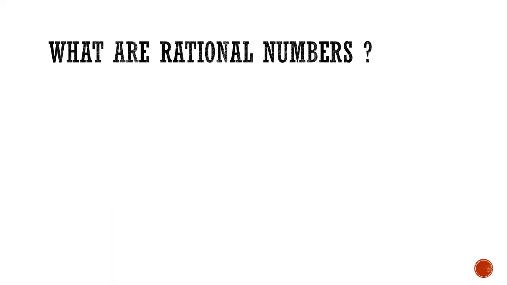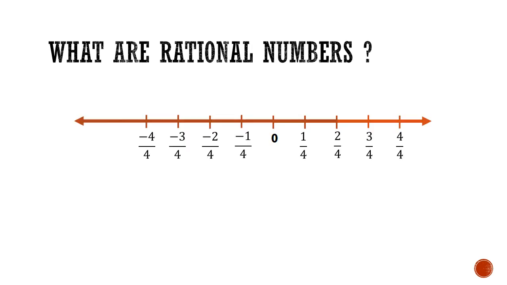Now we'll see what are rational numbers. Okay. Now have a look at this number line. 0 in the middle you can see, and positive numbers on the right hand side and negative numbers on the left hand side. Now the numbers I've marked are fractions. They are in the form of fractions.